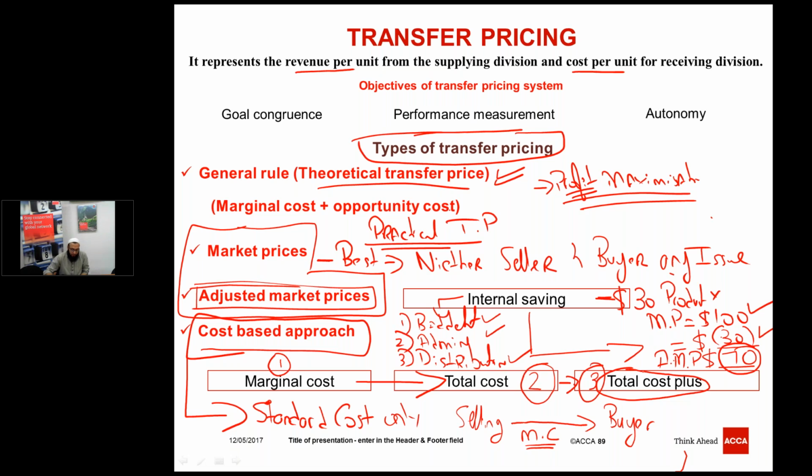Yeah, Daniel, this is what I've covered right now. Total cost plus means what? It means a profit over the cost. Okay.